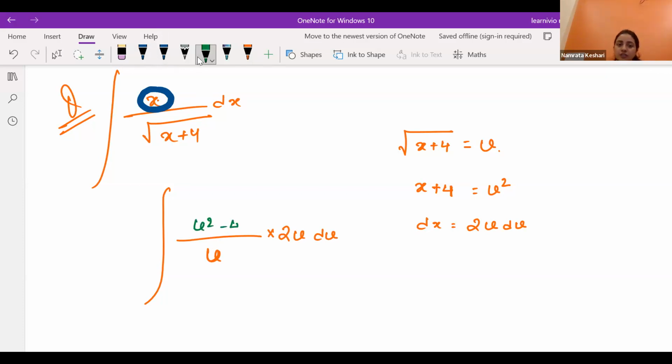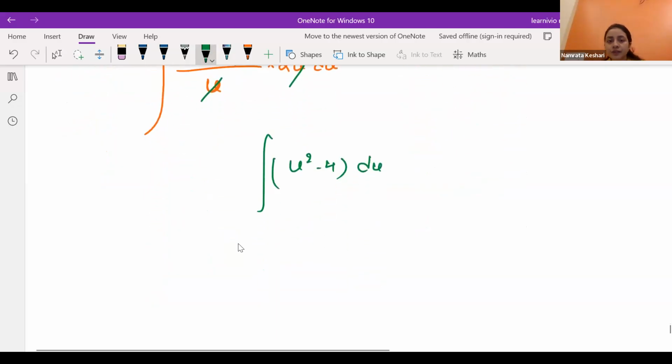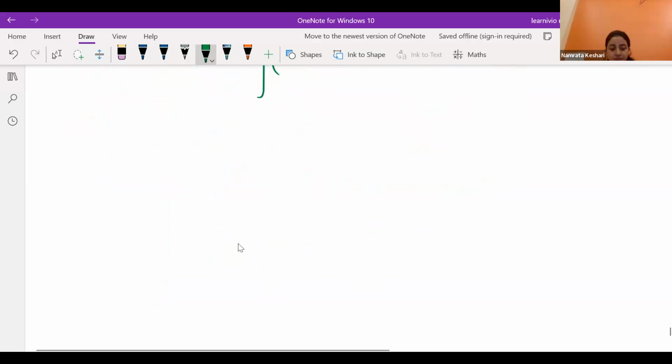Okay, so this logic we will apply: even though after taking one of the terms we are not getting the other term, our integration is still becoming simple. We can see from here that it just became u square minus 4 du, and term by term integration we can do over here, right? Yes. Yeah, let's proceed.